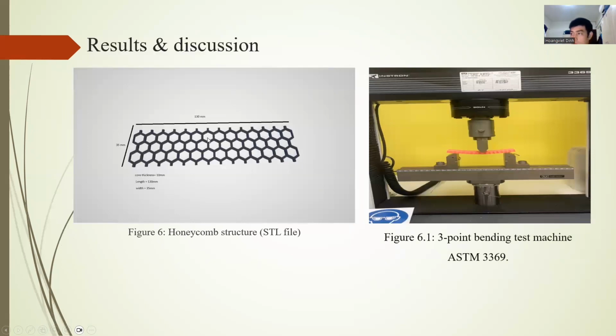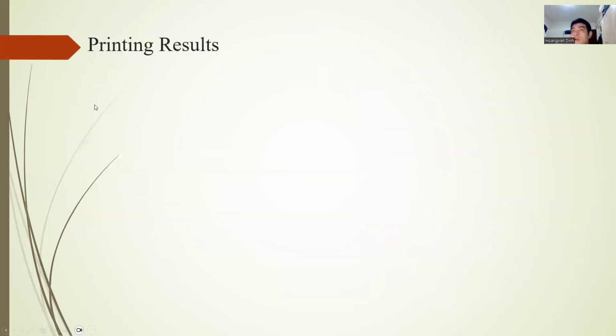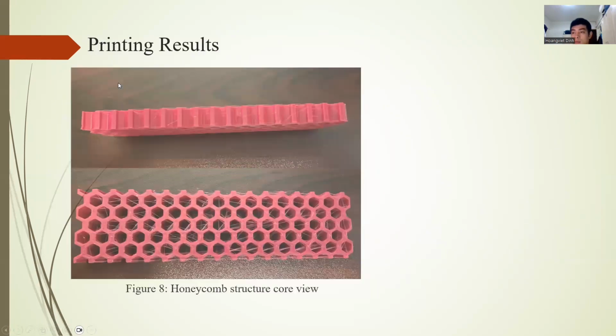Figure 6.1 is the 3-point bending test machine. The 3-point bending test is used to determine the flexural properties of the honeycomb structure according to ASTM D3369. The next page is the printing result.